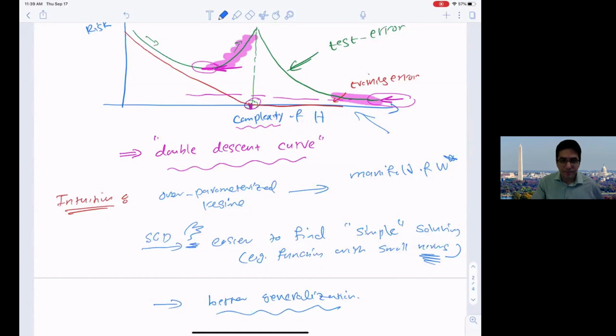Okay. Why does the decrease in the norm of the optimal function result in better generalization? Roughly speaking, even from the complexity point of view, if you have a bounded norm, you get a better generalization, right?